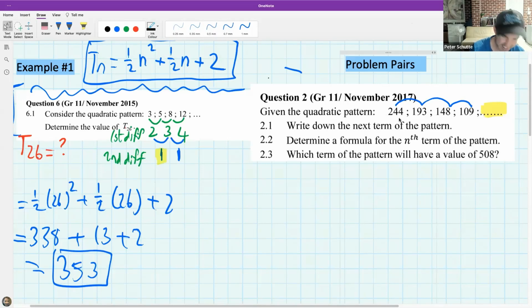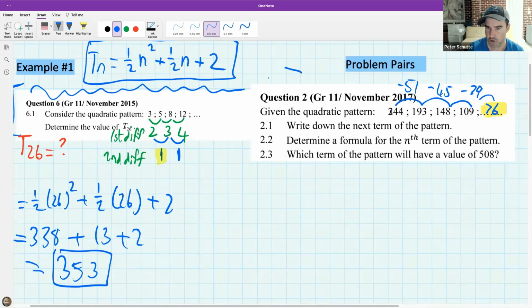Bradley, where are you? So we take away 51 there, and we take away 45 here. We take away 39 here. Now, what is the pattern going to get us to there? Well, it seems like it's taking away 6. Well, it would be taking away 33. I would get 76 for that term over there.